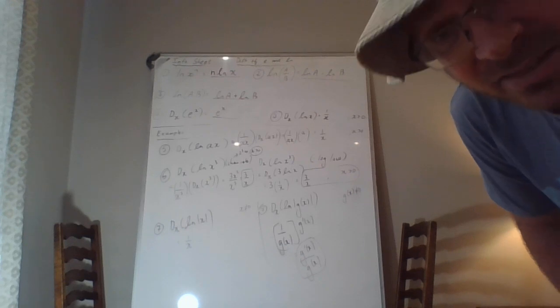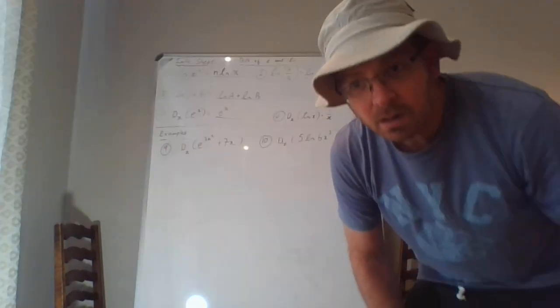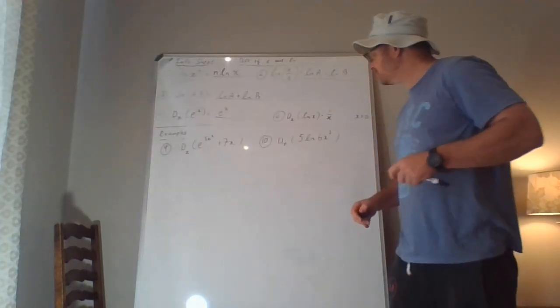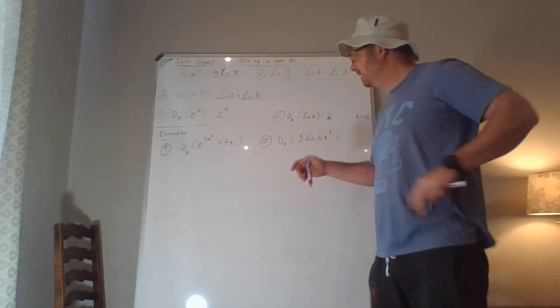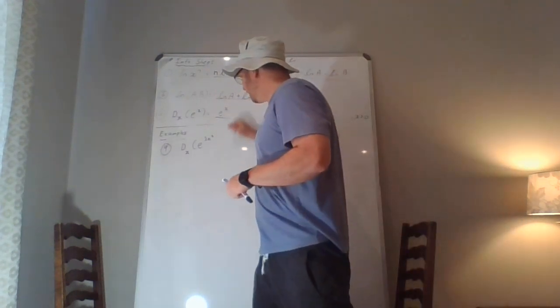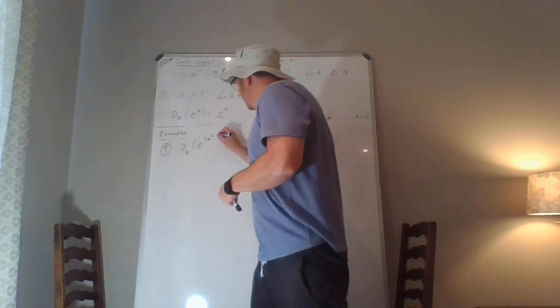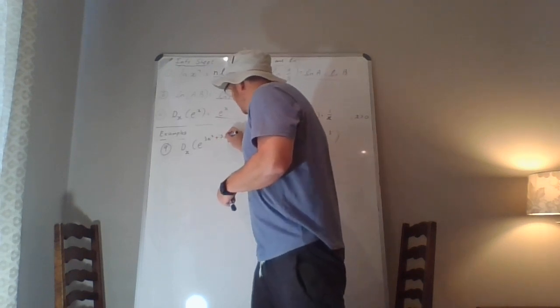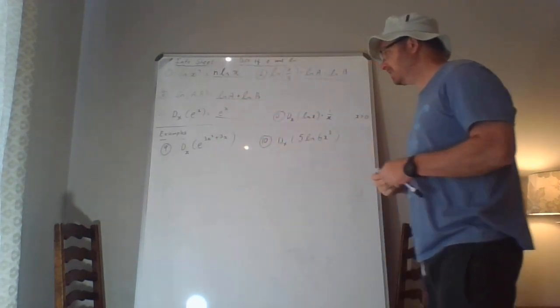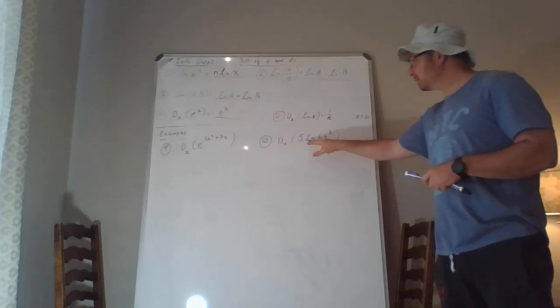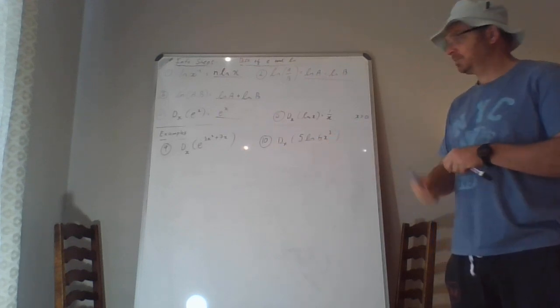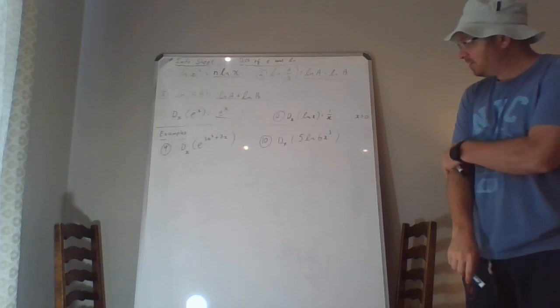Make sure that all makes sense. Right, try these two quickly on your own. The first one is the derivative of e^(3x² + 7x), and then the next one is the derivative of 5 ln(6x³). Right, try both of those.